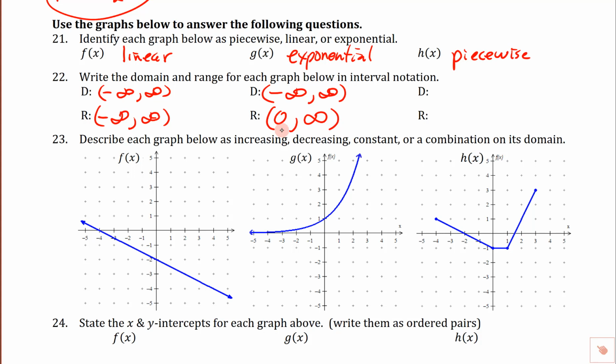And then this one's interesting. We've got closed points on the end of each one of these. This point would come down here at -4. This point would come down here at 3, and we've got everything in between. So let's make sure we go in the correct order. -4 to 3, square brackets on both of those.